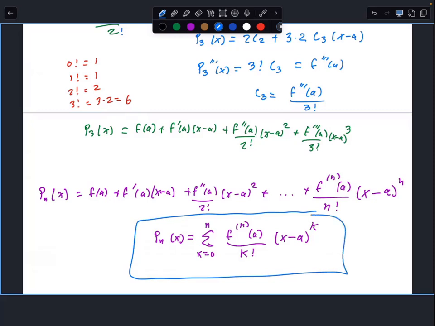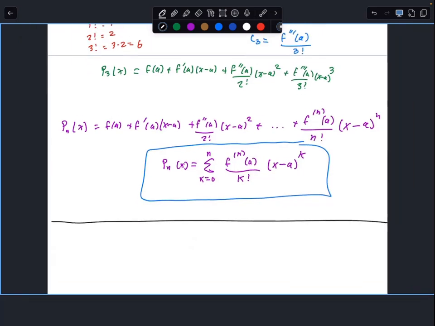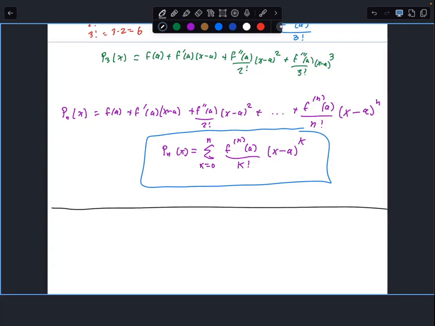For example, if you're doing 0, that's the 0th derivative, which means just the function value. So the 0th derivative is just f of a over 0 factorial, which is 1, times x minus a to the 0, which is 1. So you just get f of a when you plug in 0. When you plug in 1, you get the first derivative at a over 1 factorial, times x minus a to the first power, which is the linear approximation, and so forth and so forth. Okay, there are little examples of how this works.